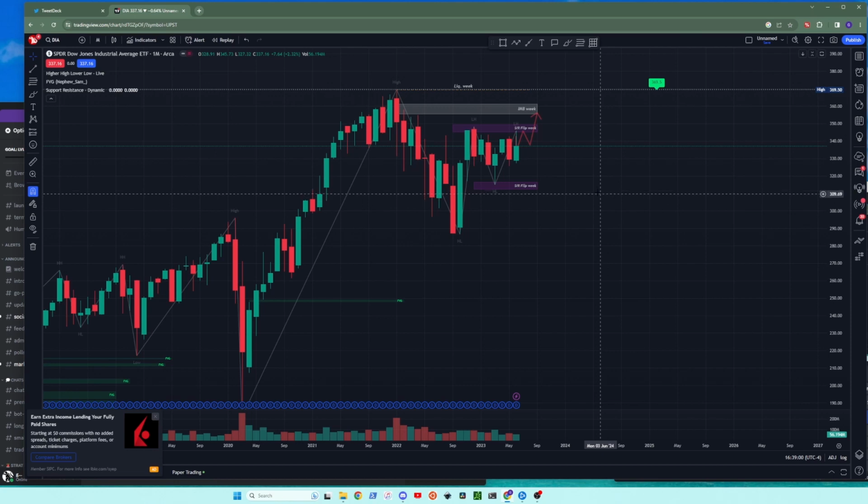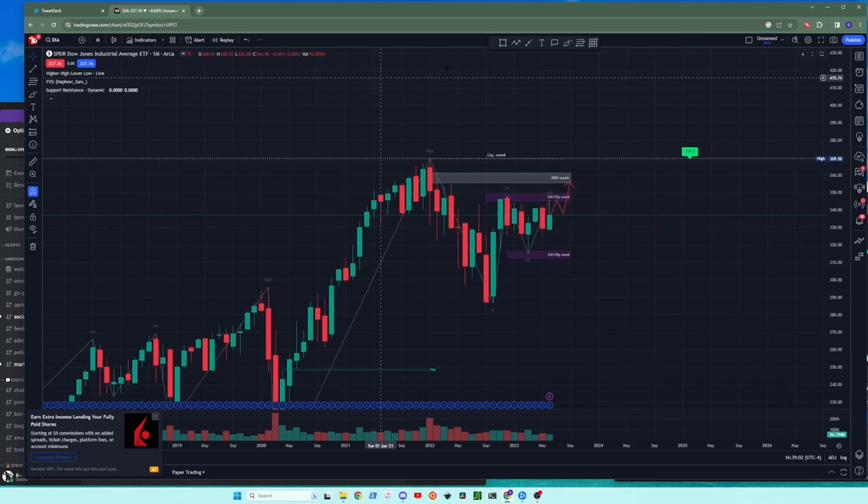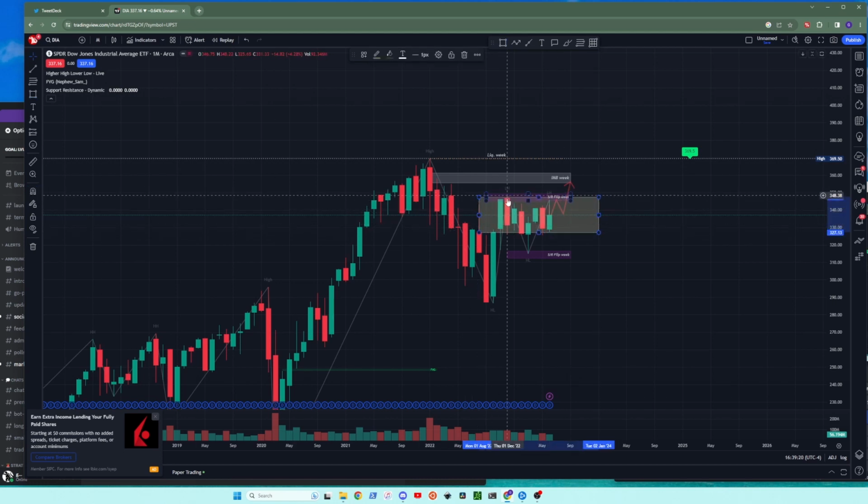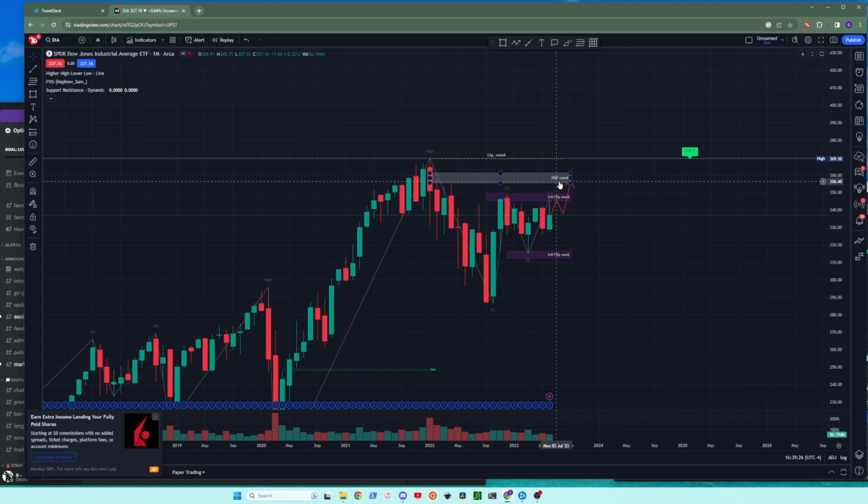Going to start with the indexes, in this case DIA. I'm looking at it on the monthly right now, just to give me the bigger picture. Right now, you can pretty much see, take magnet off here, that it's going sideways. Up, down, up, down, up, up, down, up, down, up, down. So not a lot of movement here.